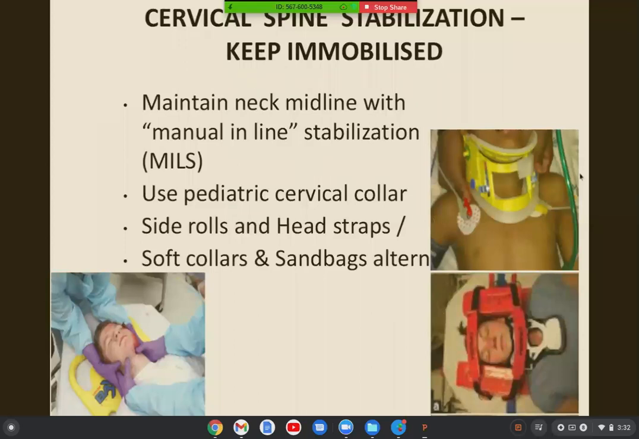This is step 1. You have two responders. One is holding the neck and keeping the head in midline. The other one has applied the collar now. Head in midline with manual inline stabilization is the first step. Cervical collar second, side rolls and head strap third, and soft collars and sandbag alternatives are the fourth step in maintaining spine stabilization.